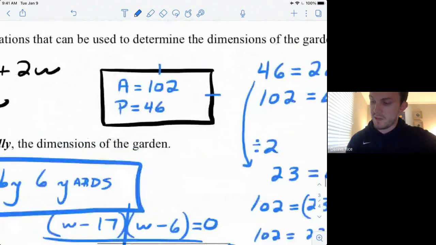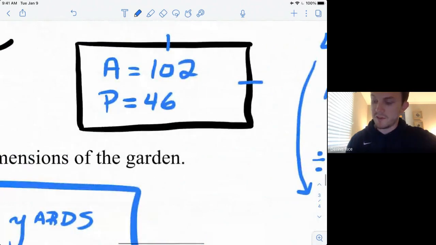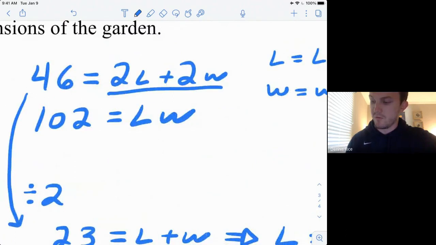That's not the system. This was from the problem. They told us the area was this and the perimeter was this. These are the area and perimeter formulas you would need to know to create the system.